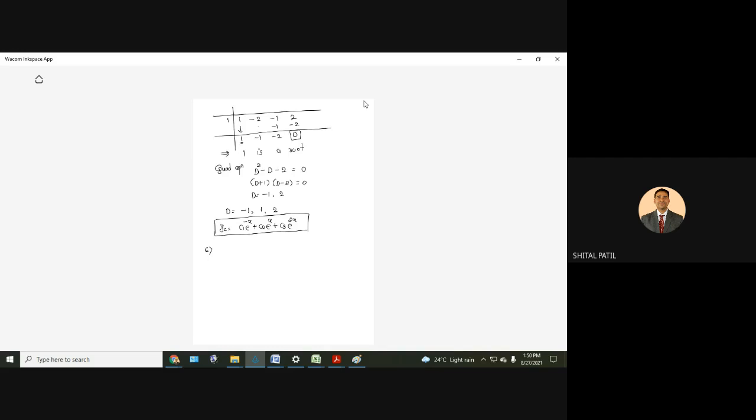See here, these are the coefficients 1, -2, -1, 2. So 1 to -2, sign is changed once. -2 to -1, no change. -1 to 2, sign is changed once. So how many times is the sign changed? Twice. So 2 positive roots will be there. And we have 1 and 2 as the positive roots. Clear?